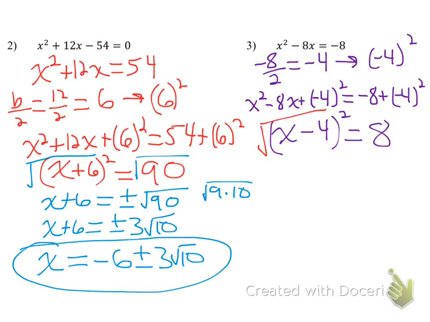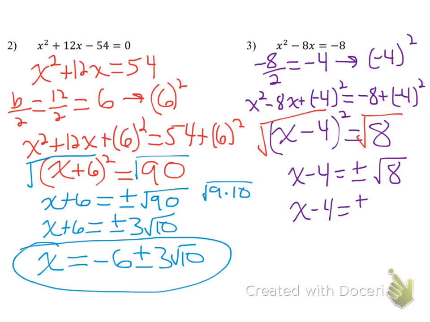Now we're ready to take the square root of each side. So I have x minus 4 equals plus or minus the square root of 8. The square root of 8 is the same thing as 4 times 2. The square root of 4 is 2. 2 square root of 2. And then get x by itself. So add 4 to each side. I get x equals 4 plus or minus 2 square root of 2. Again, this means 2 answers. So we do have 2 separate answers for the 2 different signs that we have.